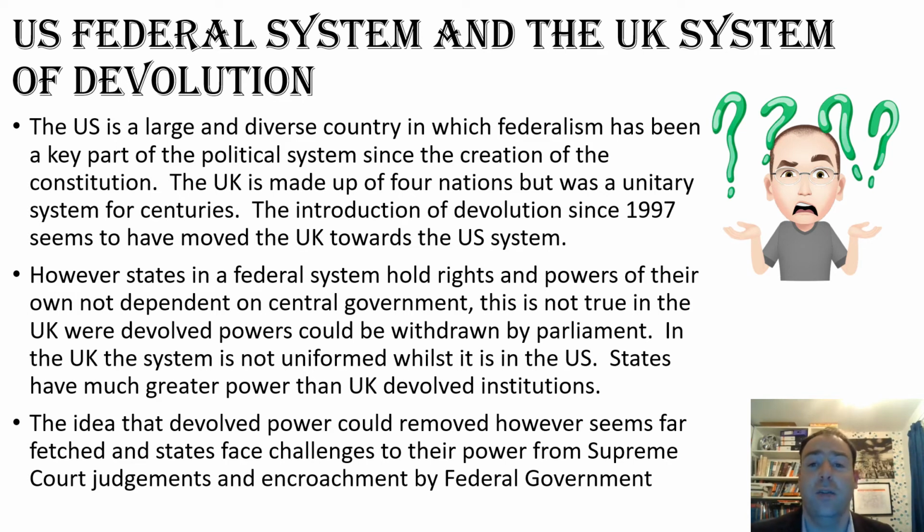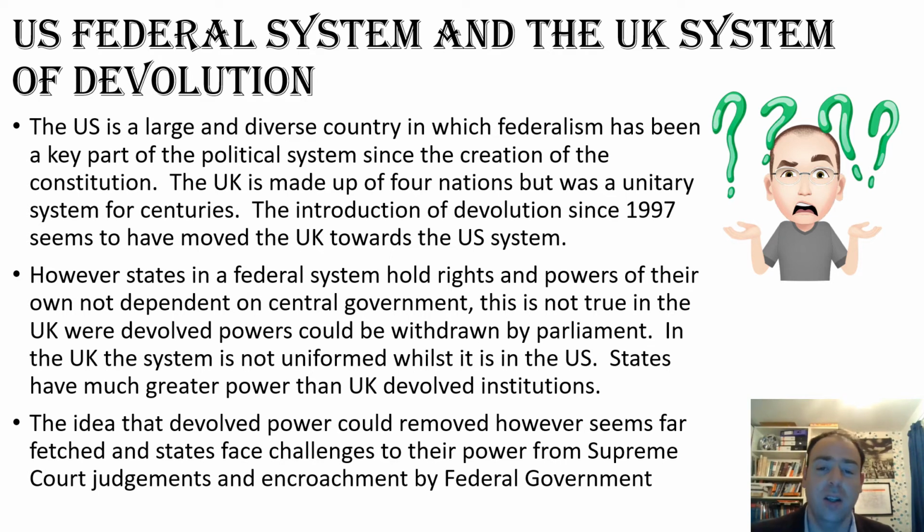The US has a federal system and the UK has devolution. Now, you can argue these are very similar. The US is a highly diverse country in which federalism has been a key part set out in the Constitution right since the very, very beginning. The UK is made up of 4 nations, but was for many centuries a unitary system where all the power lay in Westminster. There has been an introduction of devolution since 1997, and so the UK seems to be moving closer to the US system.